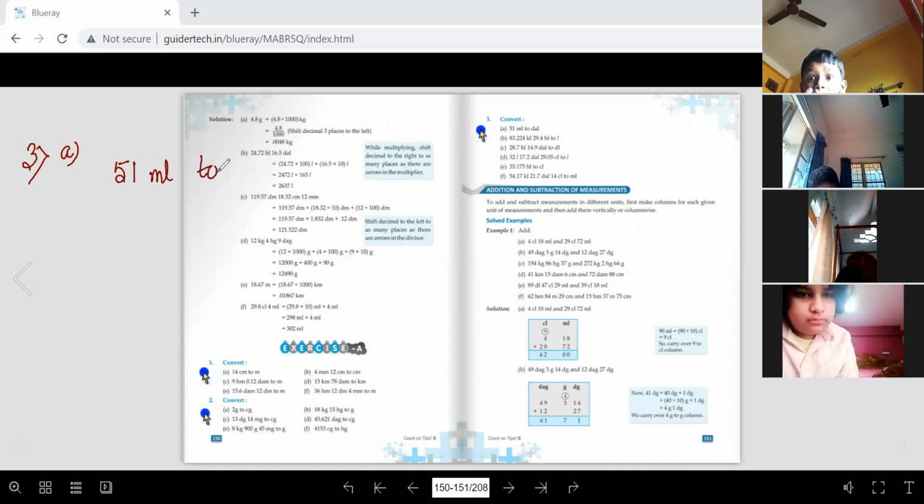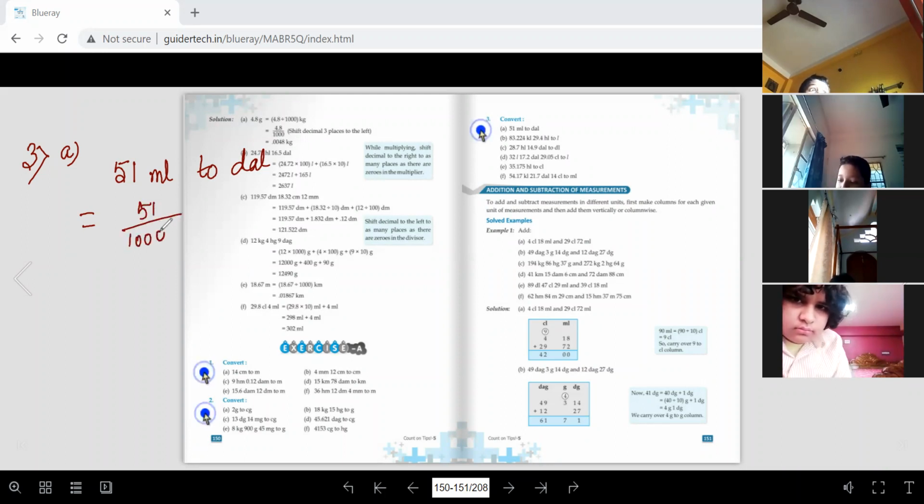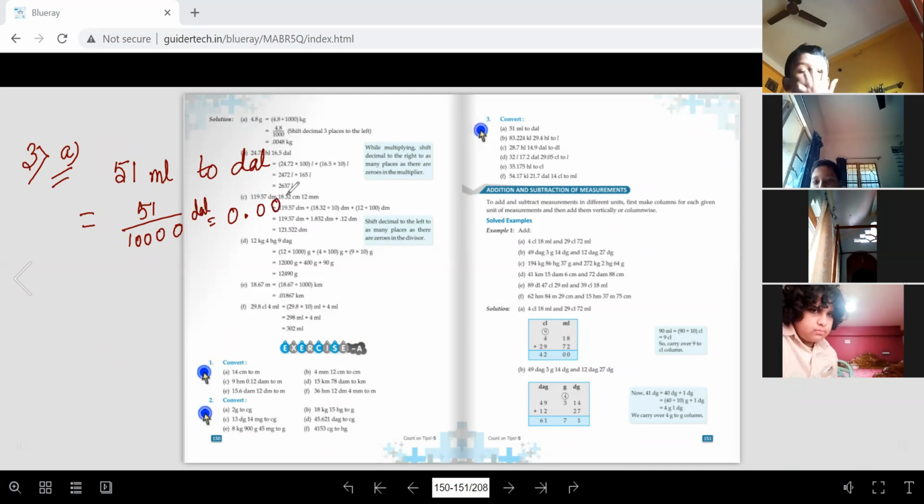Acha, this milliliter to deciliter. See, what will be the answer, Ipshita? Ma'am, this will be 51 by 10,000. This one? Ma'am, 3A. Yes, ma'am, 0.0051 deciliter. Exactly, deciliter also here. Good. But if you are saying 00, then it is 0051, okay? After the decimal, I told you several times.